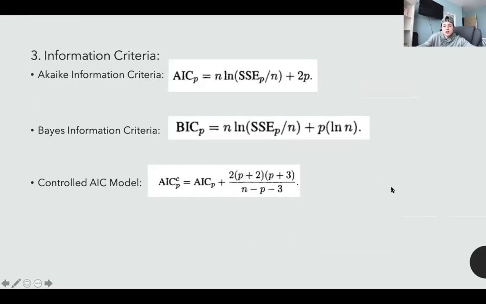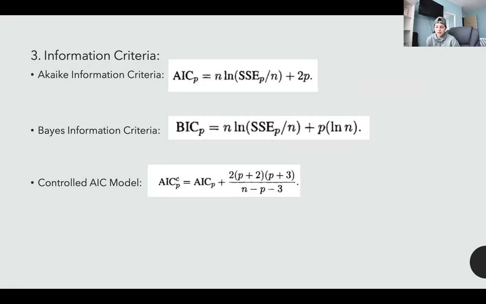Our next criteria is our information criteria. So our AIC for a p-term equation, the Akaike information criteria, is represented by AIC sub p. And we're going to find that by taking our n value, times ln of SSE sub p divided by n, and we're going to add 2p to that. So we're looking for smaller values in this case.